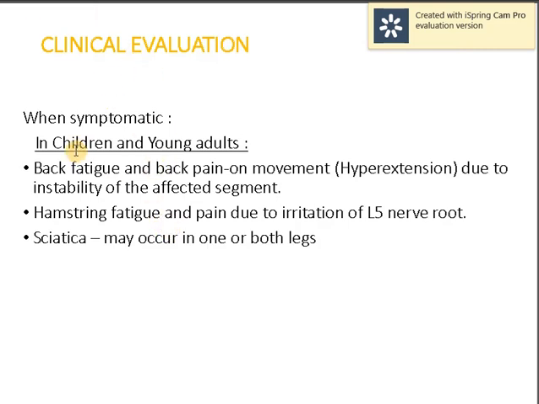Clinical evaluation: it is asymptomatic in children and young adults. There is back fatigue and back pain on movement, that is hyperextension, due to instability of the affected segment. Hamstring fatigue and pain occur due to irritation of the L5 nerve root. Sciatica may occur, in one or both legs.